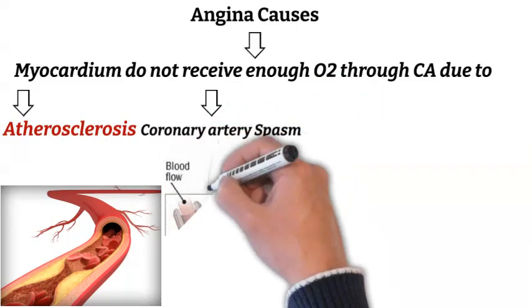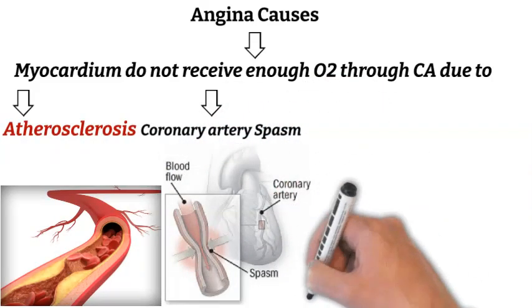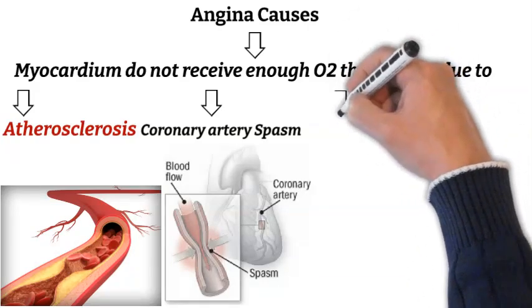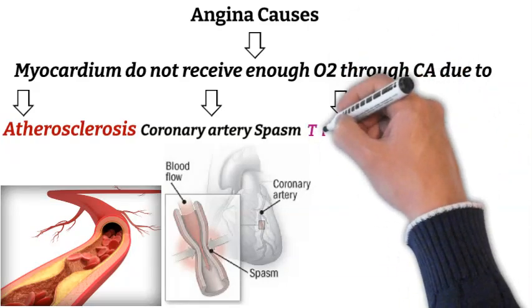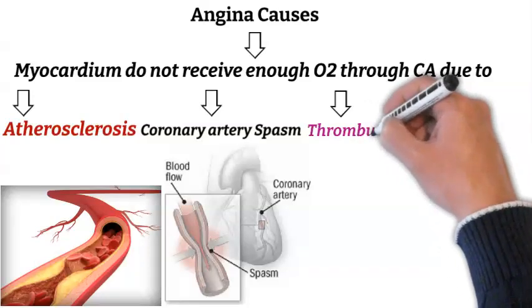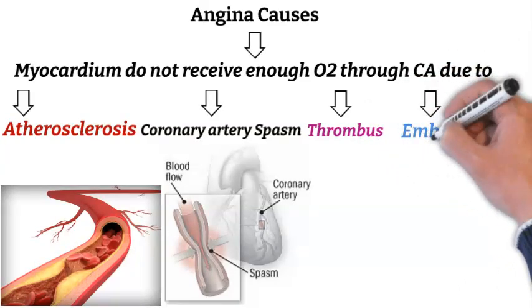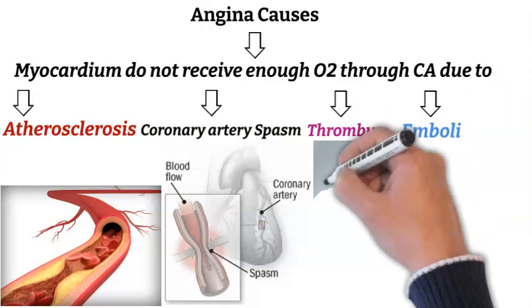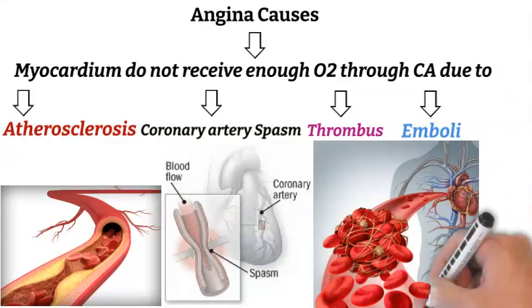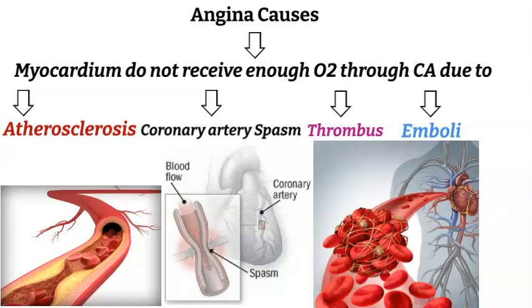The second one is coronary artery spasm. If you take a look at this picture, you can see the coronary artery has a spasm. Now, thrombosis is the third cause, and emboli could be the fourth cause. So, what is thrombosis? When the blood clots, like in this picture, get together and form clots, it's thrombosis. When they start to move, it is emboli.